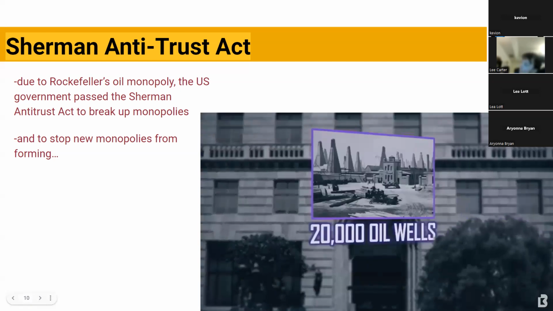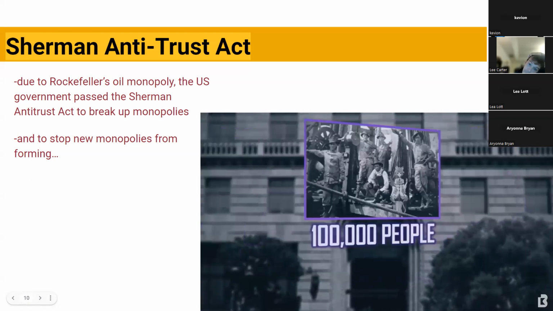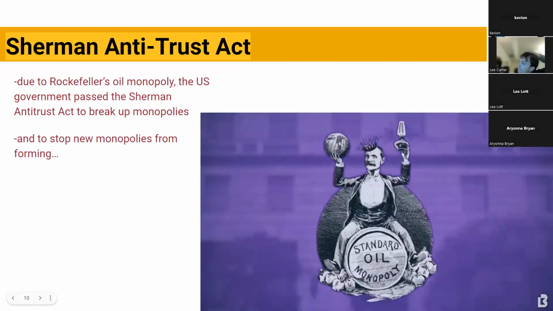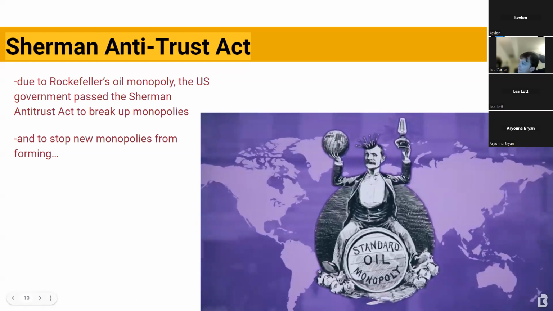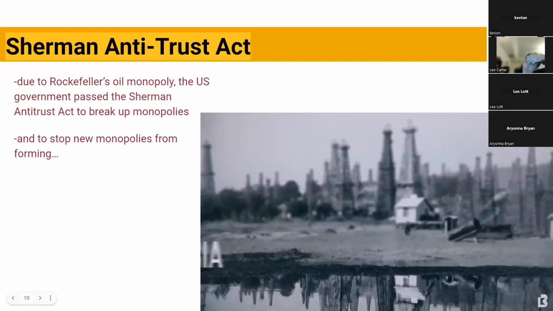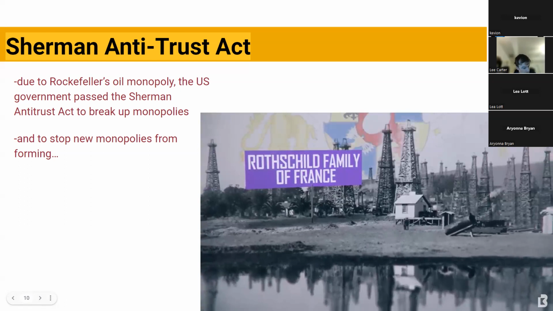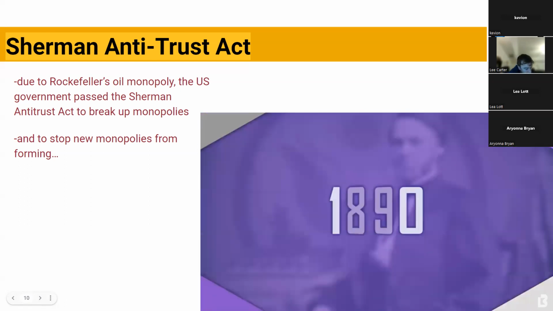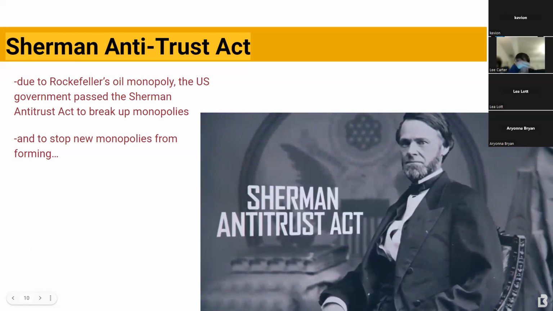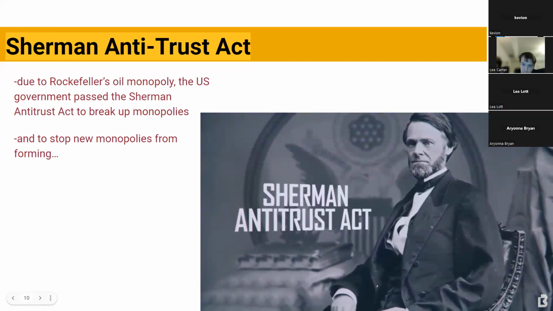He owned 20,000 oil wells, 4,000 miles of pipeline, and employed over 100,000 people. But his grip on the oil industry was loosening, both domestically and abroad. Massive oil deposits had been discovered in Russia and in Asia, and were being developed by the Rothschild family, which spared no effort in getting that oil to America. Worse yet, in 1890, the federal government passed the Sherman Antitrust Act, which officially gave politicians the teeth to go after the Standard Oil Trust itself.